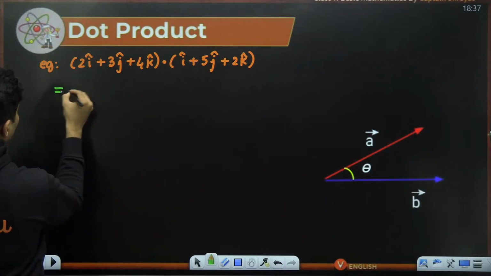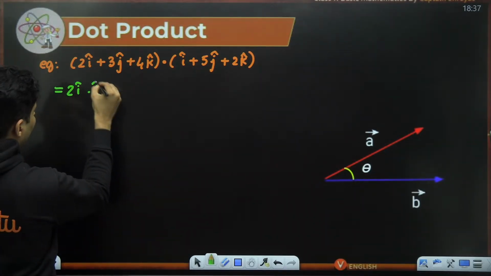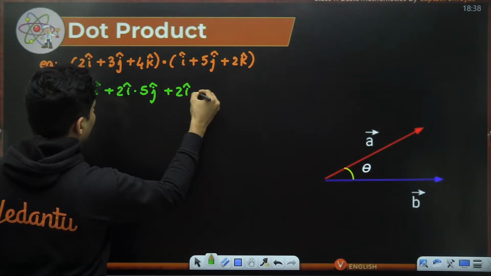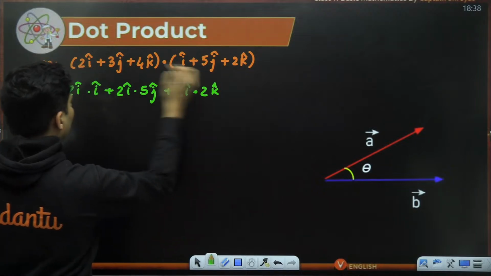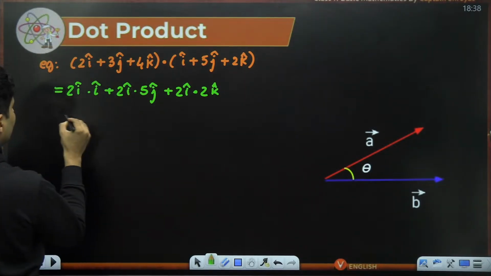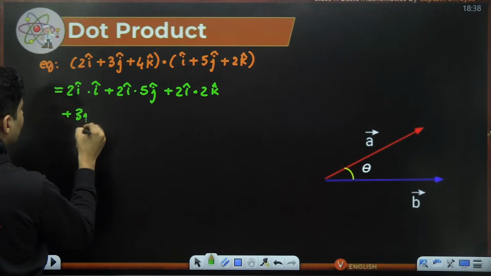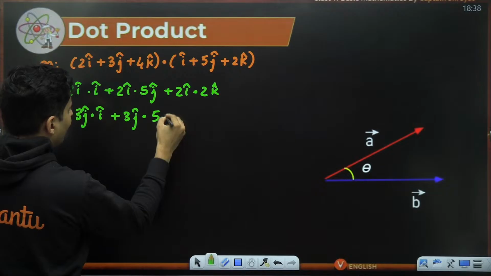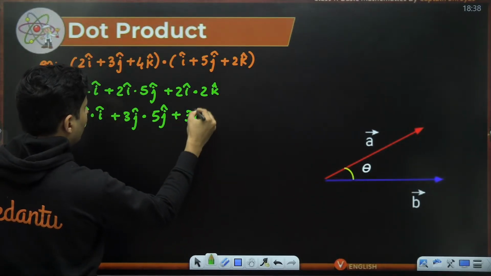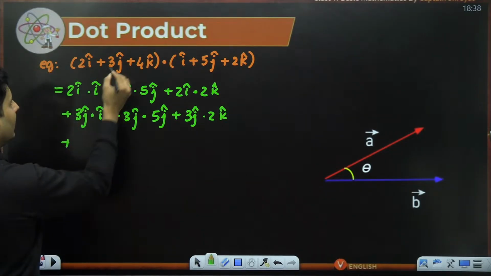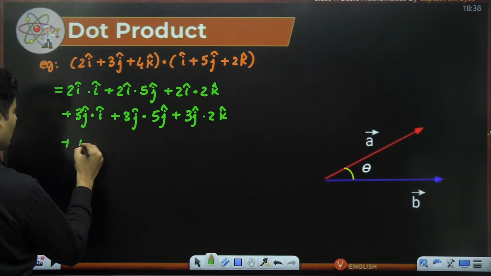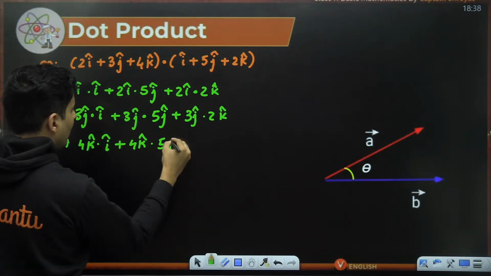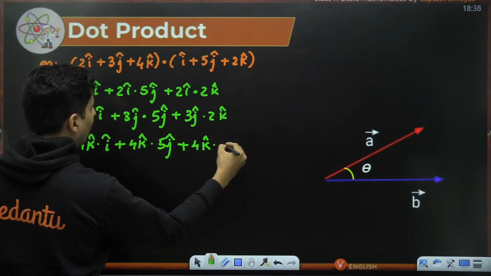Start off individually. So you will have 2 I cap multiplying with I cap. Then you will have 2 I cap multiplying with J cap. Then you will have 2 I cap multiplying it with 2K cap. So this with this, and this with this. Then 3J with all of them. So 3J cap dot I cap plus 3J cap dot 5J cap plus 3J cap dot 2K cap. Then last one, this with this with this. So 4K cap dot I cap plus 4K cap dot 5J cap plus 4K cap dot 2K cap.